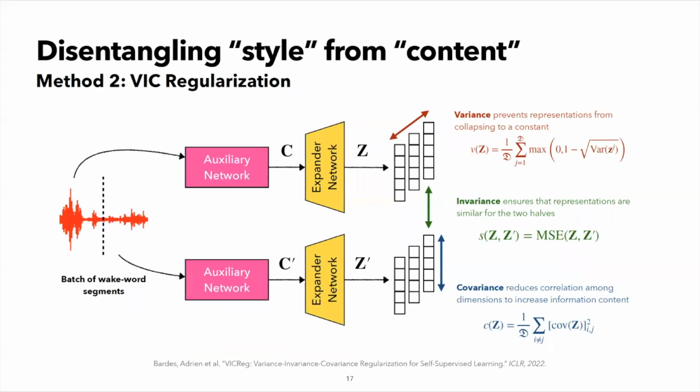We also experimented with a self-supervised learning objective that does not require an external HMM-based aligner. This is called variance-invariance-covariance regularization, or VICReg. In this technique, we split all the wake word segments in the batch into two halves and obtain high-dimensional representations of each half. We then try to ensure that for any batch element, the representation from the left half is similar to that of the right half. This ensures that lexical content is ignored while computing these representations. The variance and covariance terms ensure that the representations do not collapse to a constant and that dimensions are decorrelated.